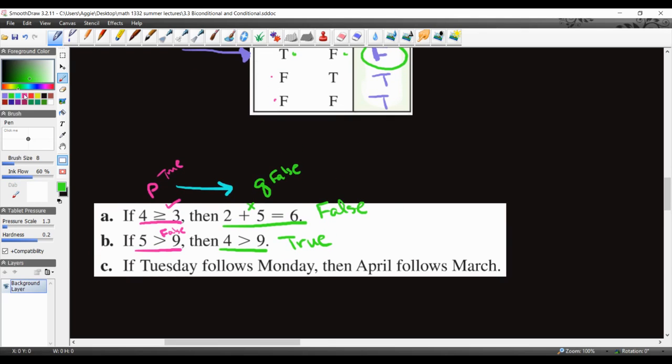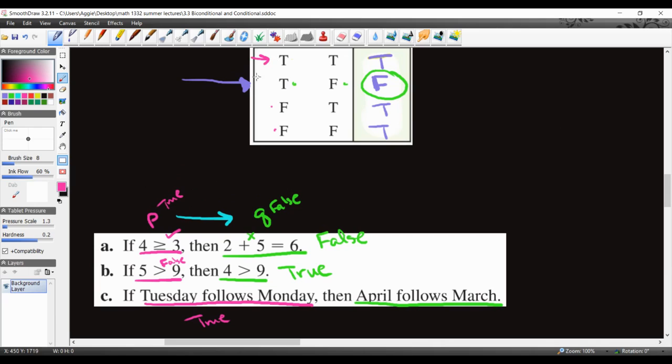And the last one, if Tuesday follows Monday, so this is our P, then April follows March. All right, let's see. Does Tuesday come after Monday? Yes, that's true. So far we have it can be either one of these two. So we got to check the second one. April follows March. Does April come after March? Yes, that is also true. So we have this case right here, which means that it's true. This claim is true. And that's how these work.